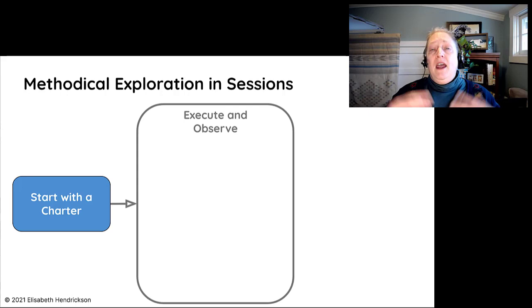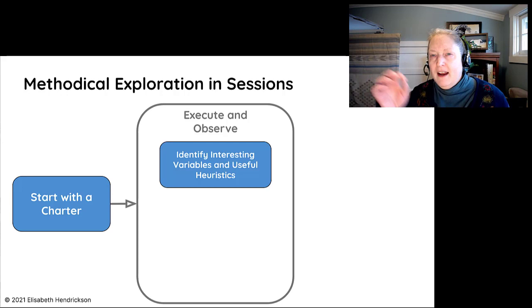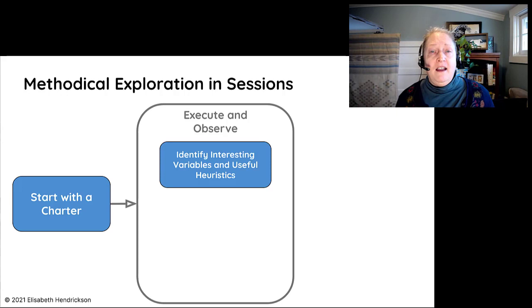Then, while I am actually in the loop of exploring, I am executing my little experiments and observing, and then going to use that information to inform the next little experiment that I run. And what that looks like is, first, I'm looking for things that I can vary. I am looking for interesting variables and identifying the kinds of heuristics that would be useful in exploiting the variables that I find. We'll talk more about what variables are and how to identify them momentarily.